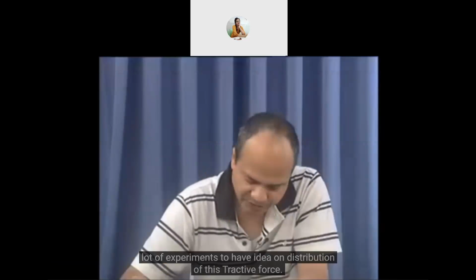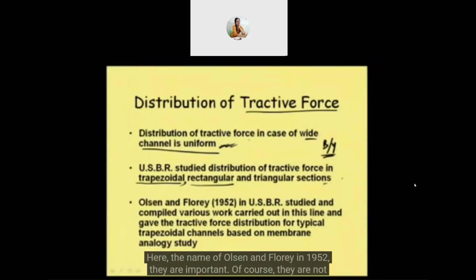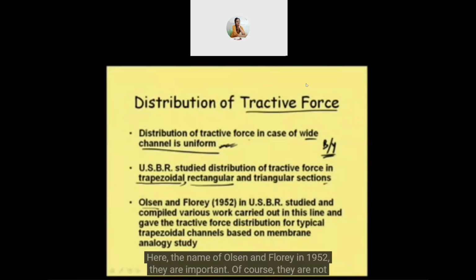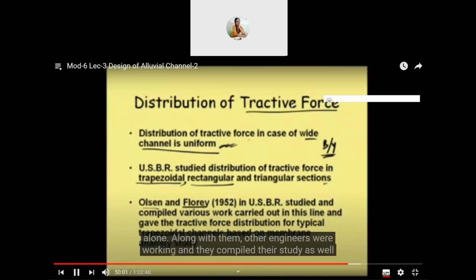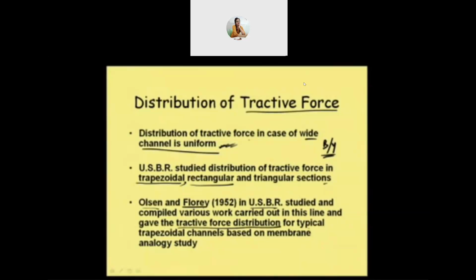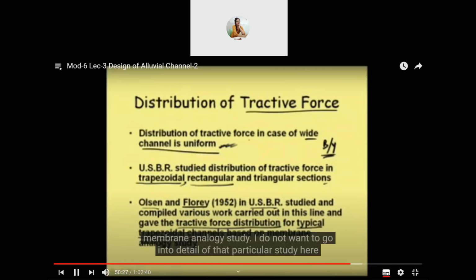And here the name of Olsen and Fleury in 1952. They are important. Of course, they are not alone. Along with them, other engineers were working, and they compiled their study as well as study conducted by other people, that all study conducted in US year that were compiled and they gave the tractive force distribution for typical trapezoidal channels based on membrane analogy study.